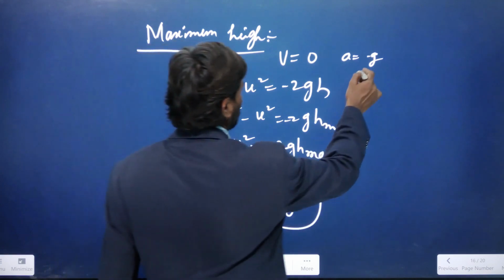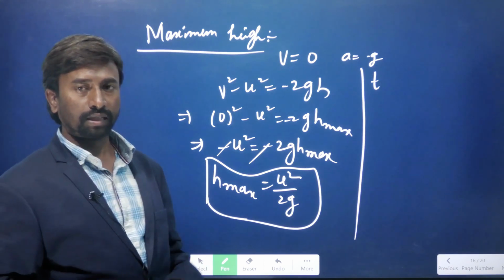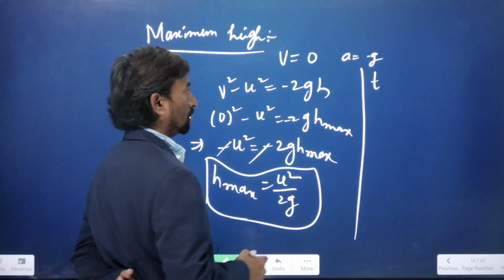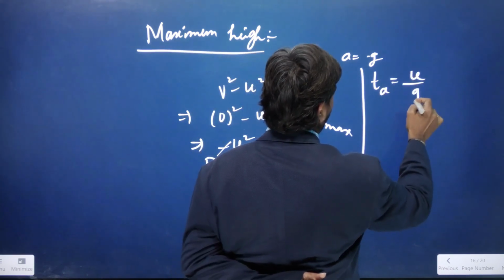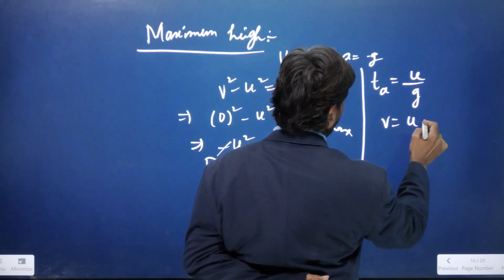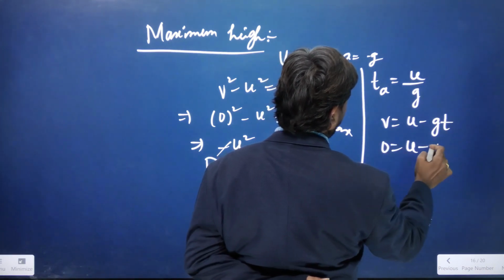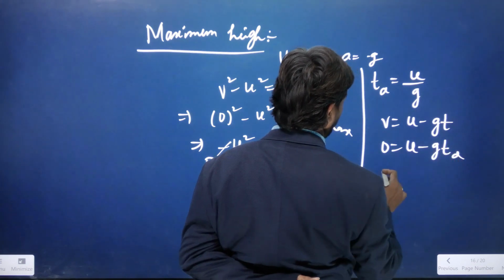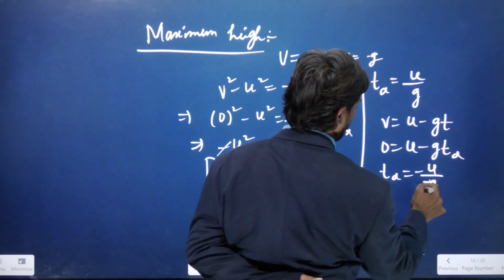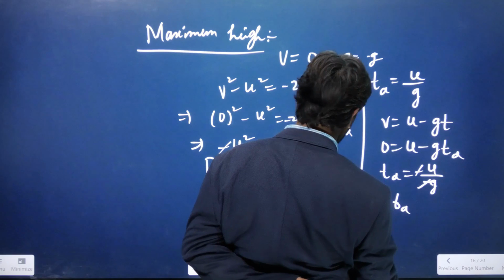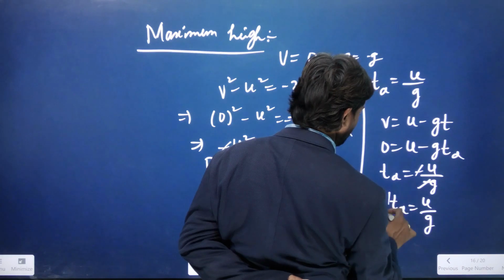Here we are also going to discuss the time of ascent. If a body is projected vertically upwards, it will take a certain time to reach the maximum height. That time is called the time of ascent, denoted by t suffix a. The formula for that is u by g. How can we find it? By using the first equation of motion. At maximum height the final velocity becomes 0, so 0 is equal to u minus g ta. Then ta is equal to minus u by minus g. Minus and minus will be cancelled, therefore the time of ascent is equal to u by g.